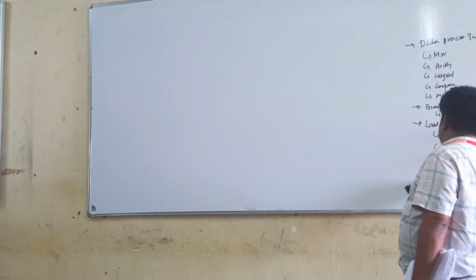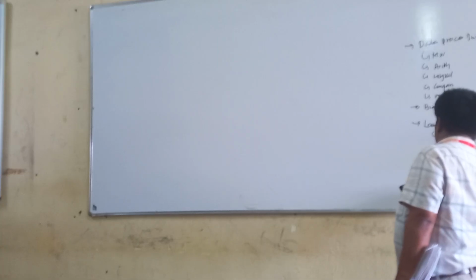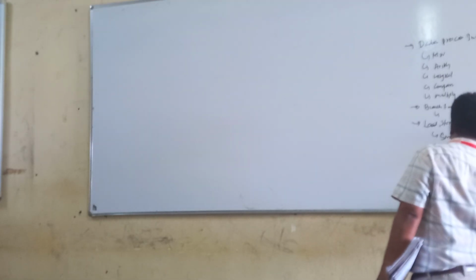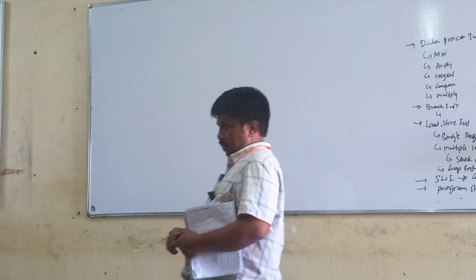Today we'll discuss the software interrupt instructions, and also we'll see the program status register instructions. In the software interrupt instructions we'll discuss one more, the constant instructions, and also the condition instructions. Today we'll discuss these four more concepts. This completes your second module.